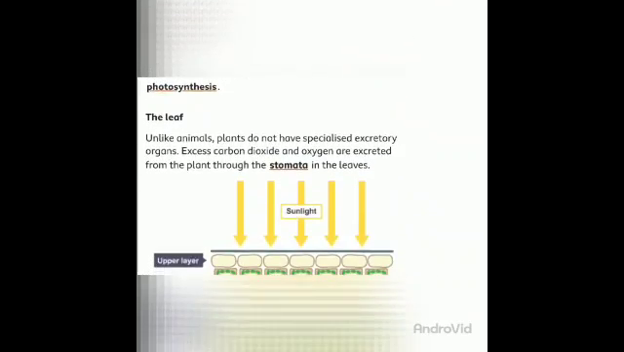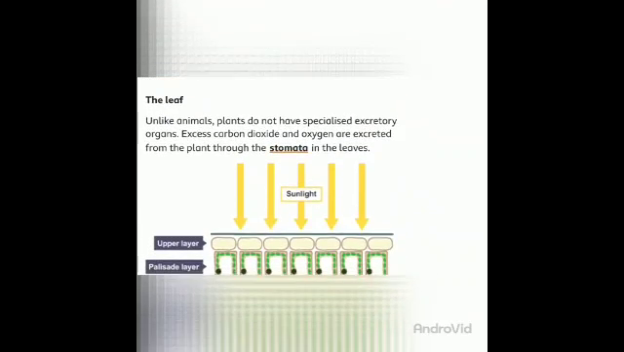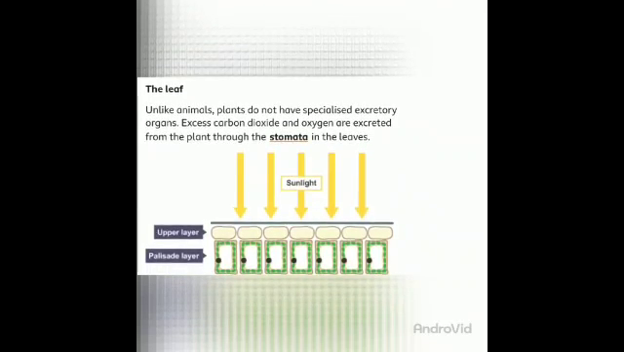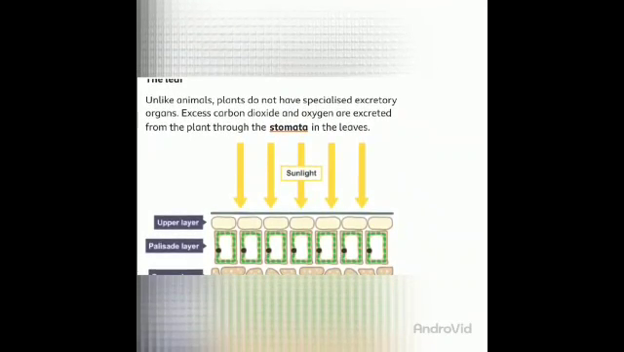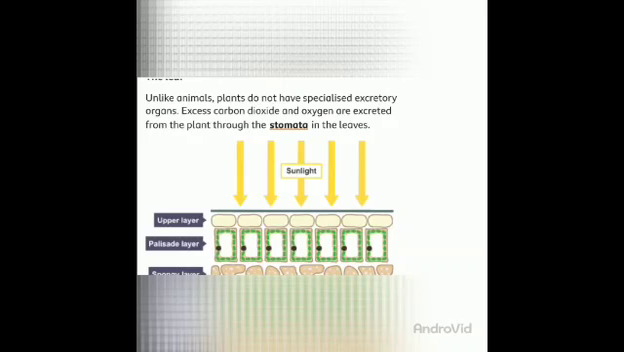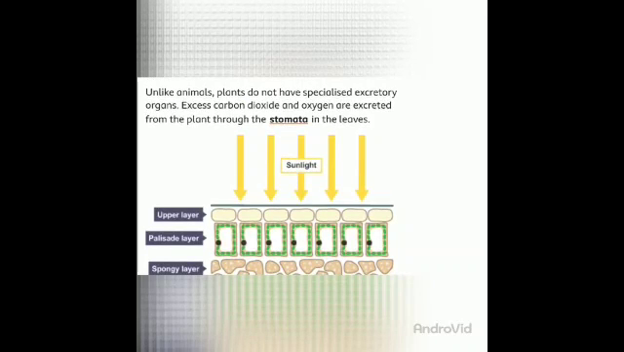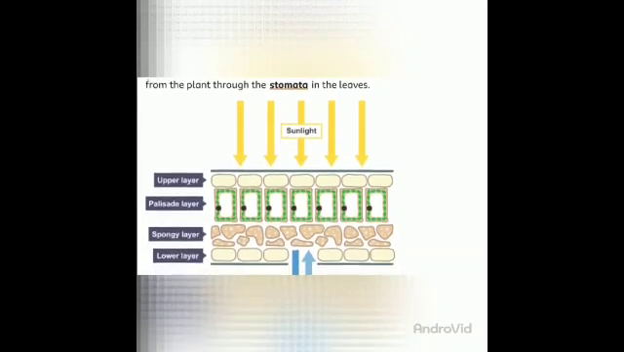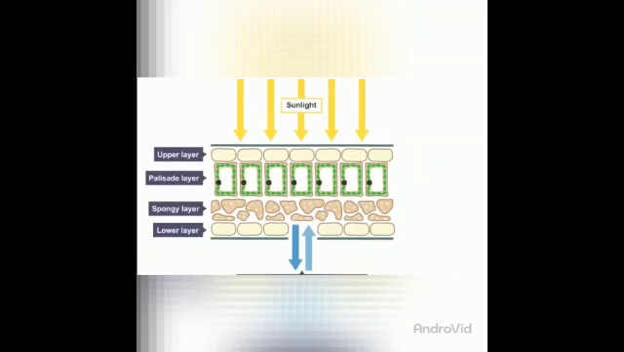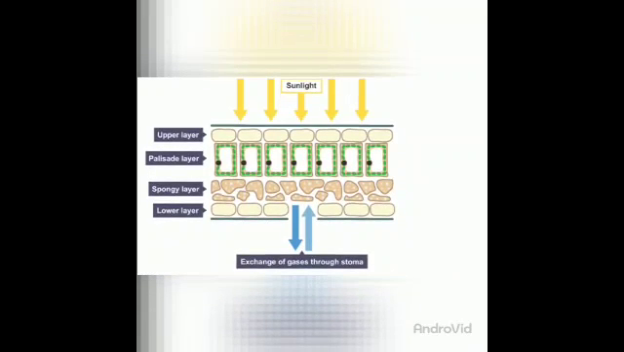And in case of leaves, unlike the animals, plants do not have specialized excretory organs. So excess carbon dioxide and oxygen are excreted from the plant through the stomata in the leaves. Here, the blue arrow is showing you the structure of stomata and the arrow is showing you the exchange of gases through the stomata.